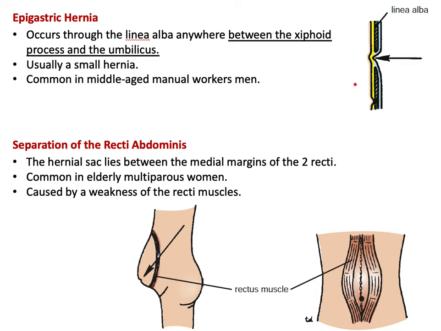So guys, the hernia also can be at any region between the xiphoid process and umbilicus. So it can be here. In this case, it's called epigastric hernia. Usually small, and especially in manual workers. I think we have an idea about the rectus muscle on both sides. Sometimes they are separated, and the hernial sac lies between the medial margins of the two recti, commonly in women, especially elderly multiparous women, those with multiple pregnancies, I mean. The cause is usually weakness of the recti muscles. So they have this shape indeed of the abdomen.